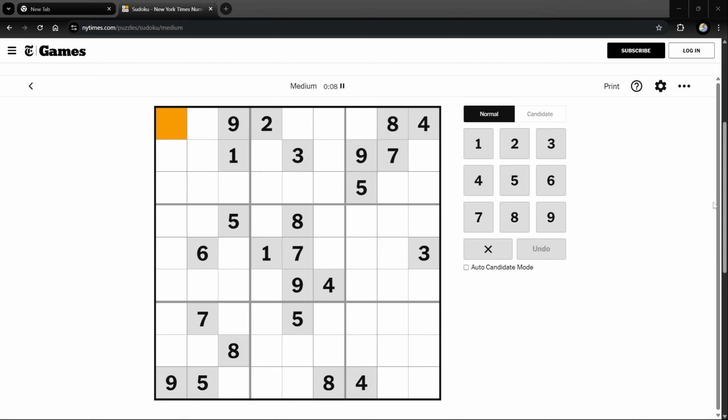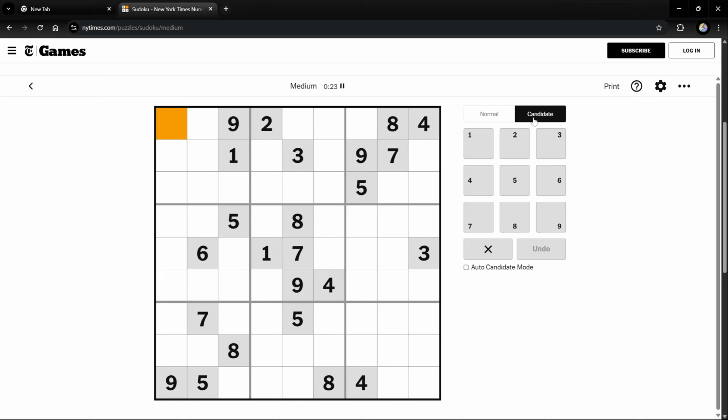Hello everyone, today we're going to talk about candidates and also auto candidates and how to use them. Okay, so candidate in sudoku, as you can see, you have a candidate button here.